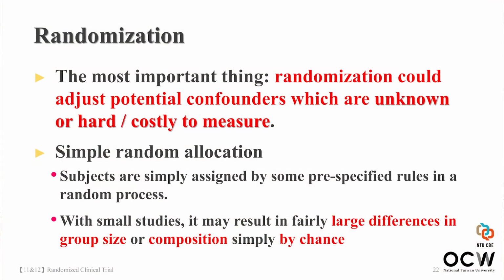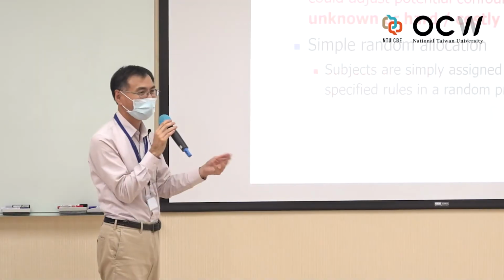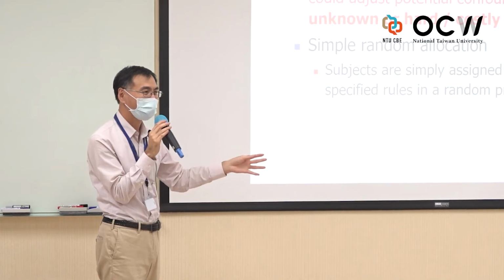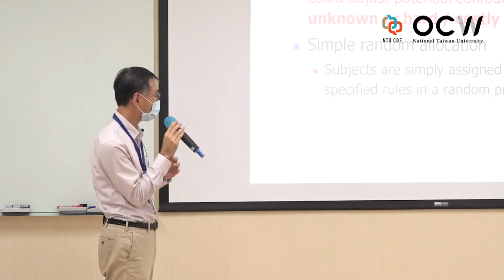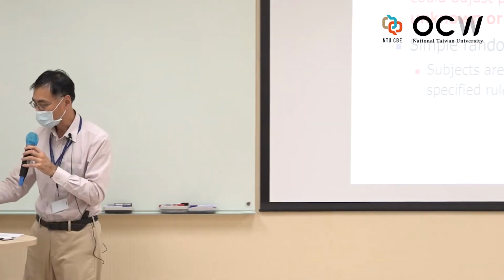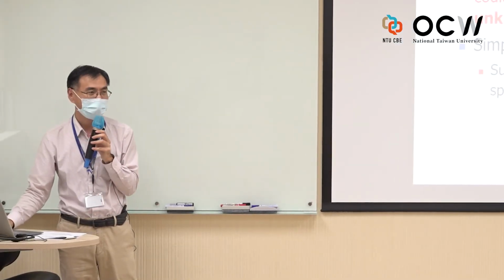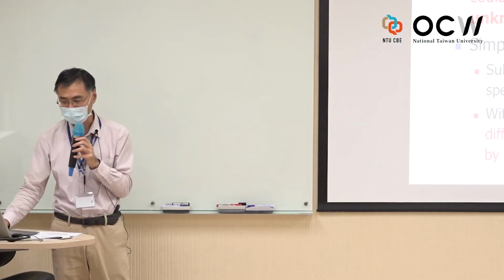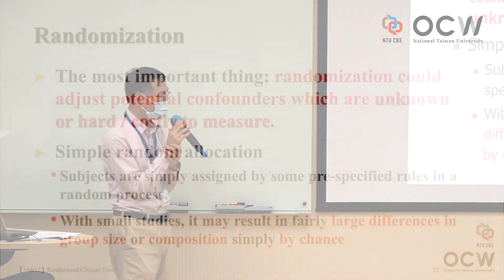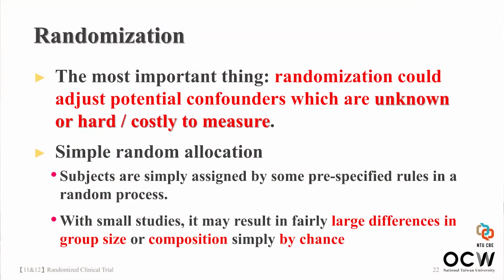Subjects are simply assigned by some pre-specified rules, like a lucky draw, or a random number: even number means this, and odd number means that, in a random process. So it's very easy and straightforward, like simple random sampling, right? Basically a lucky draw. But if you have a study which is pretty small, because it's expensive, then it might result in a fairly large difference in group size.